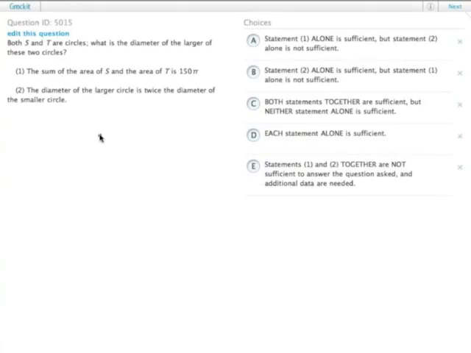So S and T are circles. What's the diameter of the larger of these two circles? And I don't know which one is the larger one, but hopefully we'll find out.